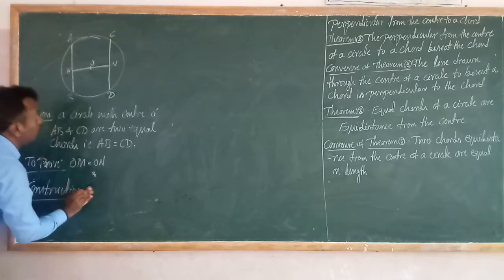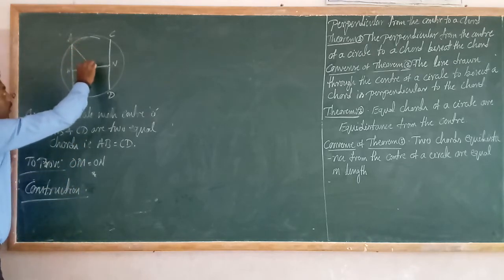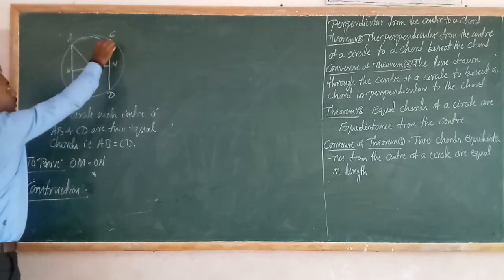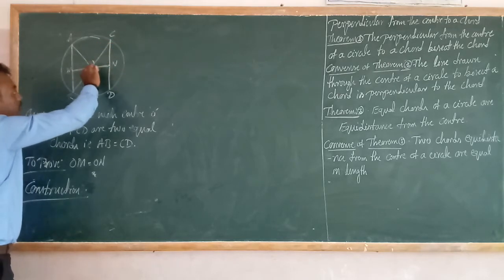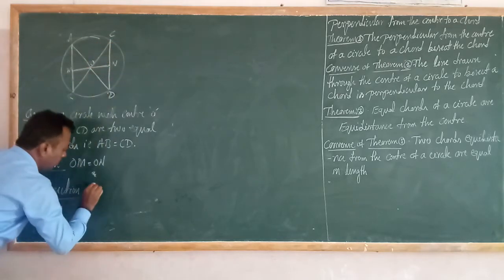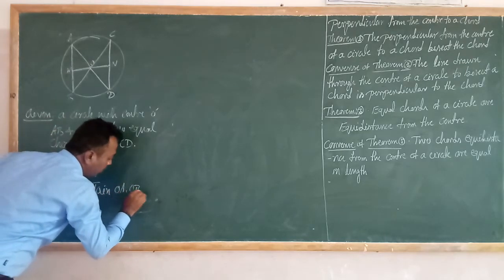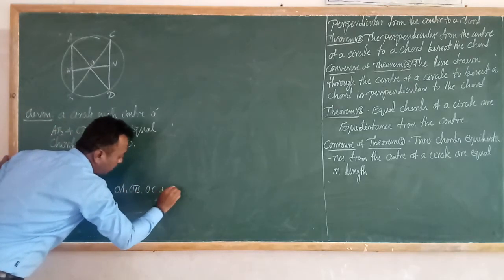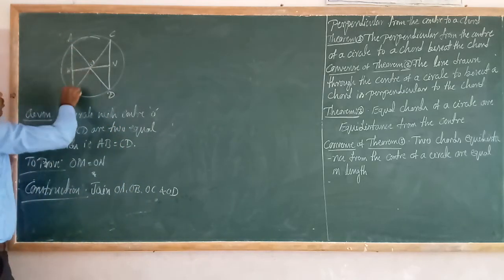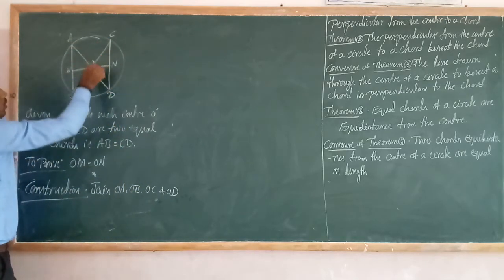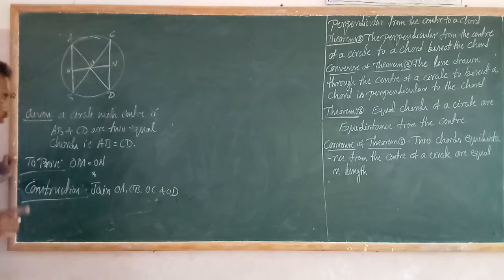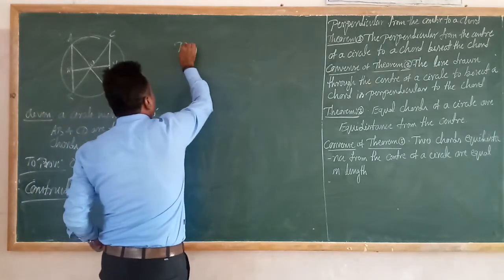Join OA, OB, OC and OD. So these are what? OA, OB, OC and OD. These are all radii of a circle. Okay, is it right? Next, now I will do the proof.